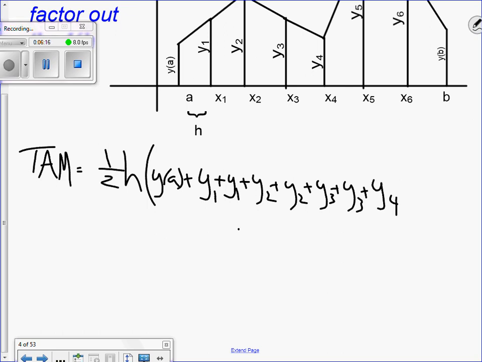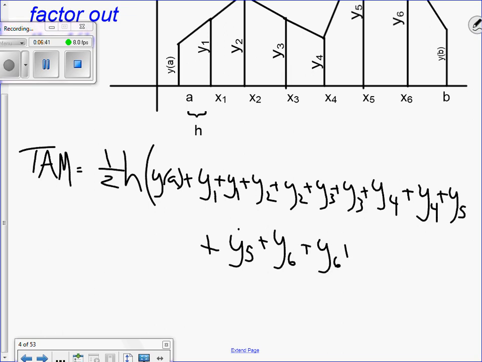Moving on. I'm glad I put so many of these on here. To the next trapezoid, y4 plus y5. Plus y5 plus y6. I get that. And then the last one, y sub 6 plus y at b. Whew! Wow. I had to close the parentheses because it was 1/2 the height times the sum of the bases for each. Whoa, that's a lot.